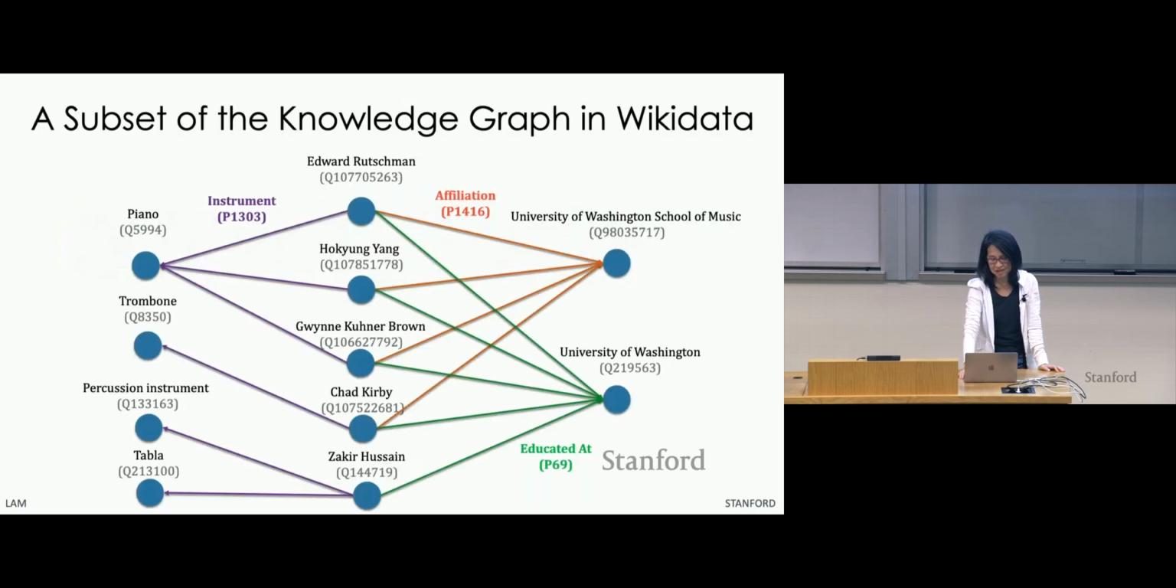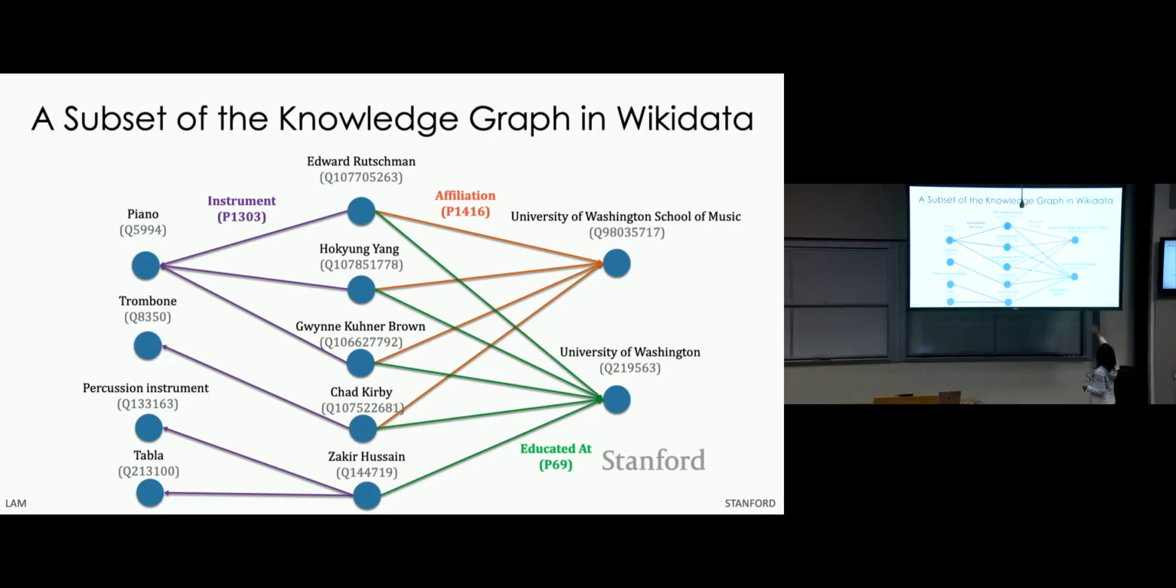So how is this represented? This is a very tiny snippet of the information. Obviously, there are tons and tons of people educated at the University of Washington. Not all of them are on Wikidata, but there's quite a number of them. And what is down in the middle here are all the individuals. They all are given some QID, lots of digits here. And we are interested in people who are affiliated with University of Washington School of Music, which is that node here, 98035717. They want to be educated at the University of Washington, so that's the green edges. So this is P69, okay, and P1416 is the affiliation.